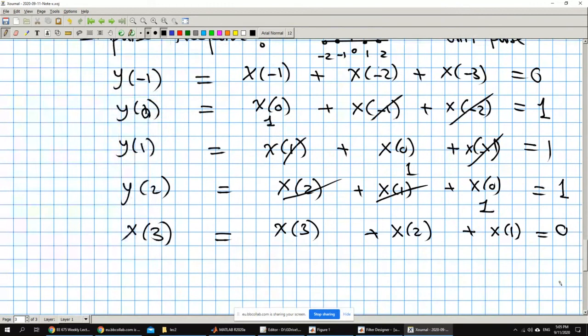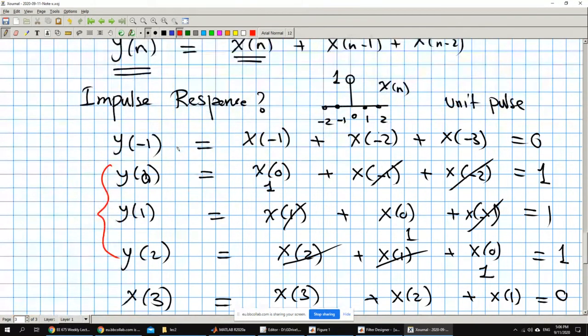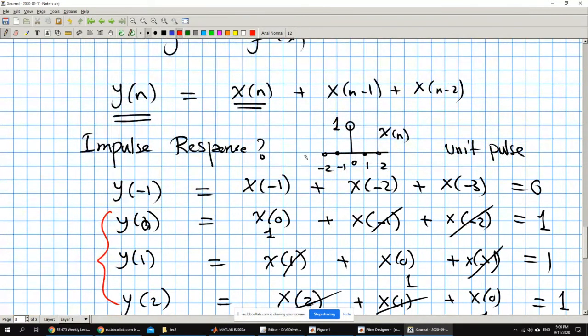So the output here has only 3 non-zero values. Other than that, everything is basically 0. If you look at the form that we have here, how many terms did we have for x? We have 3 terms. Actually, this is a type of filter that we call a finite impulse response filter.